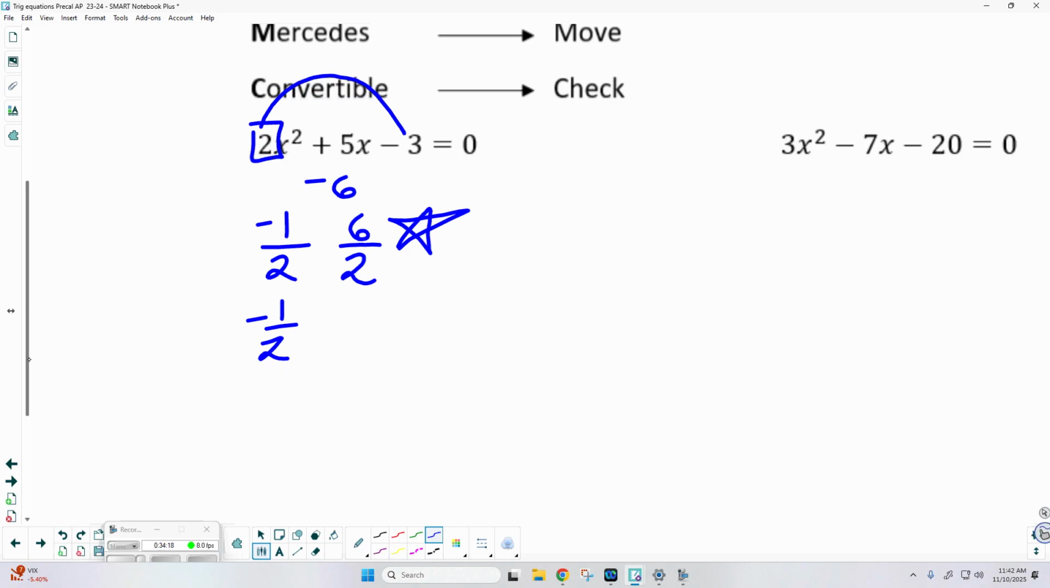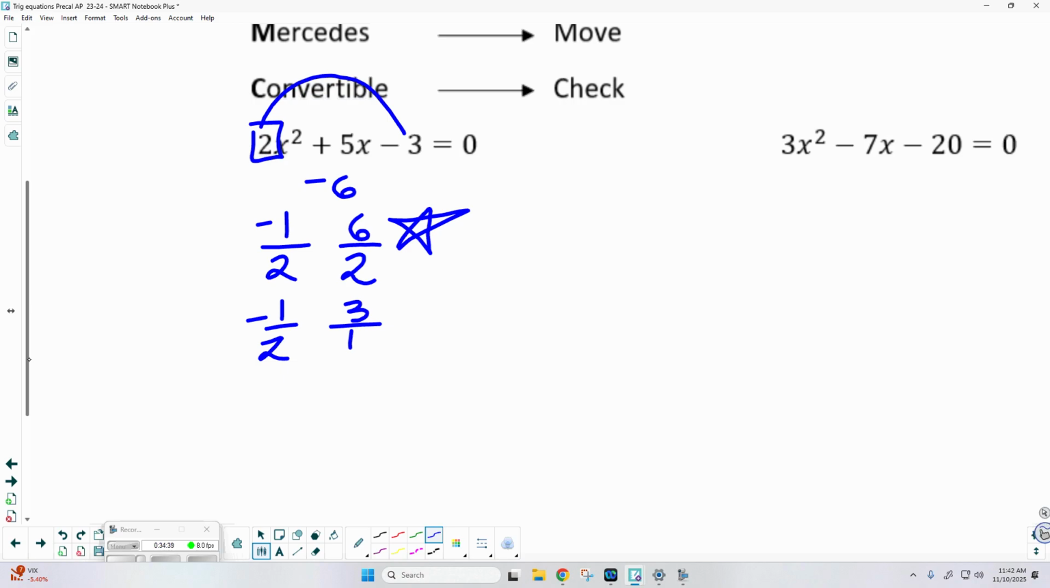Negative 1/2. Now this will happen occasionally. 6 divided by 2 is 3. If it divides evenly, leave it over 1. You need a fractional value to create your binomials. Okay. So my father drives a red Mercedes: multiply, factor, divide, reduce.